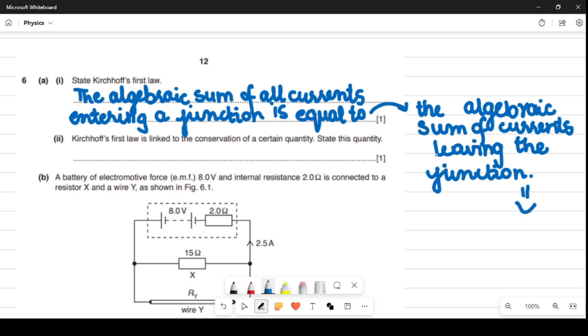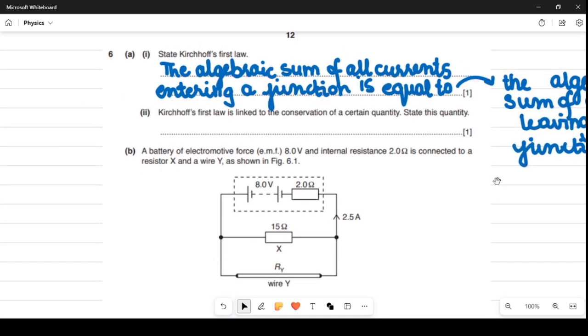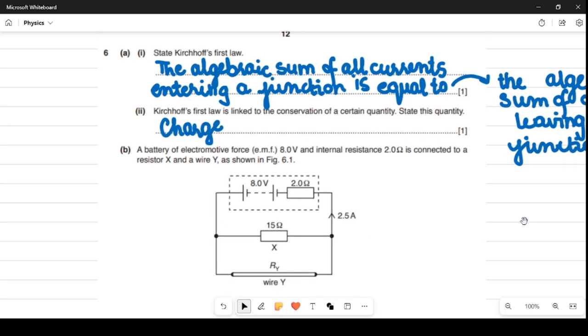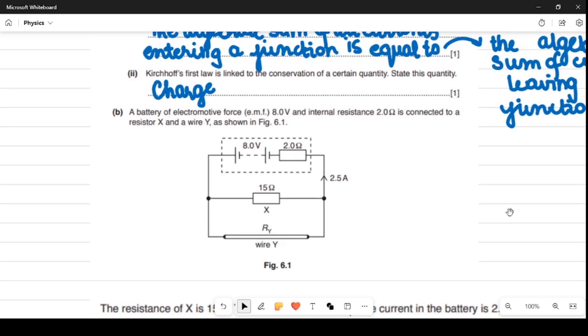So Kirchhoff's first law states that the algebraic sum of all currents entering a junction is equal to the algebraic sum of all currents leaving the junction. Kirchhoff's first law is linked to the conservation of a certain quantity. State this quantity. Charge. Second law is related to the conservation of energy. First law is related to the conservation of charge.